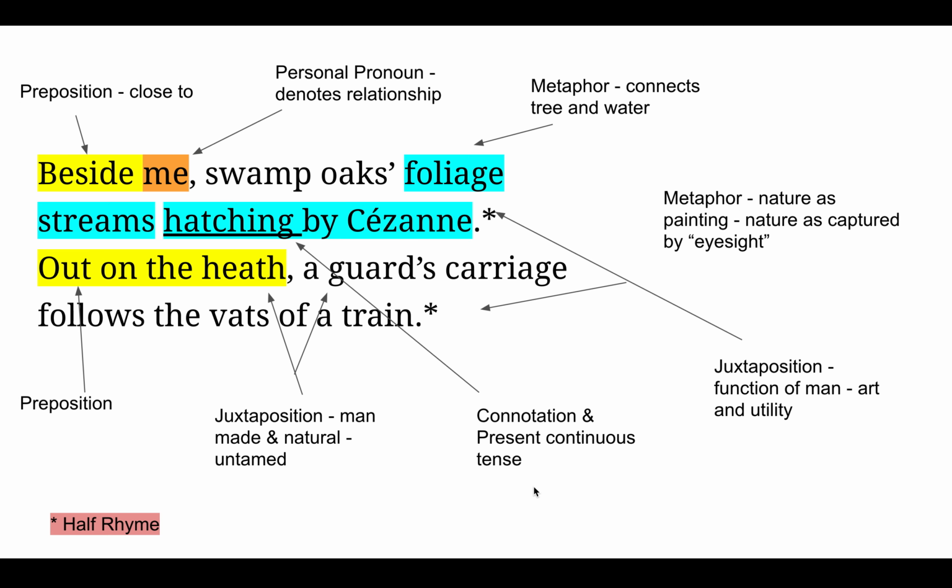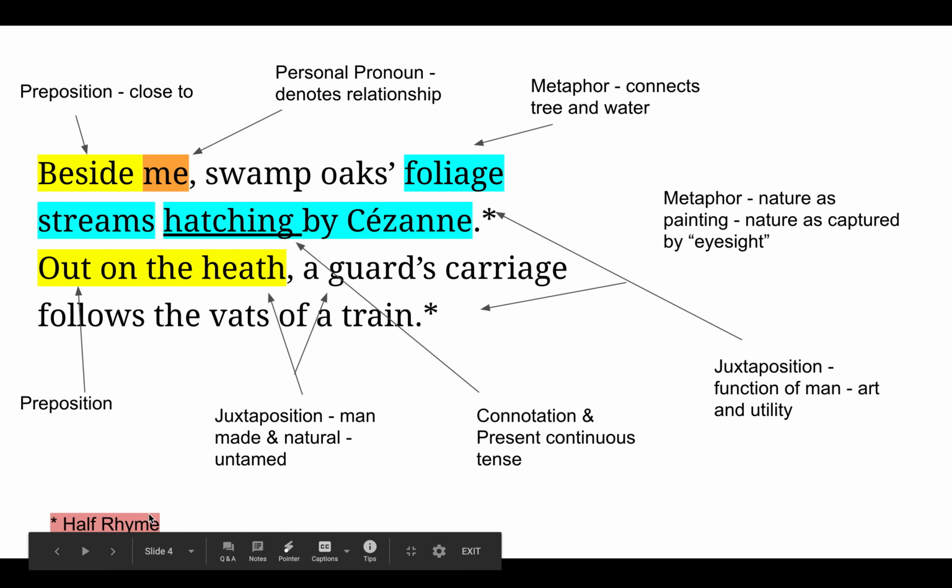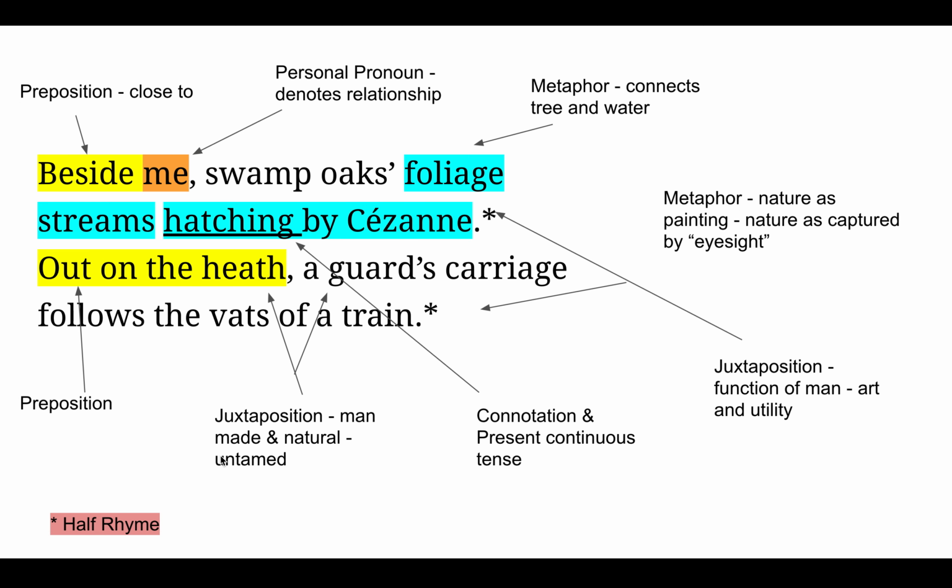Second stanza. Beside me, swamp oaks foliage, streams hatching by Cezanne. Out on the heath, a guard's carriage follows the vats of a train. Now this again is half rhyme, which is every single one of his stanzas, but let's have a look here. The preposition beside me gets up a sense of closeness and connection. It's a physical proximity within which the persona, highlighted by the personal pronoun me, denotes that relationship. It's not away from me, it's next to me, it's beside me. So he is very much in nature, the persona.